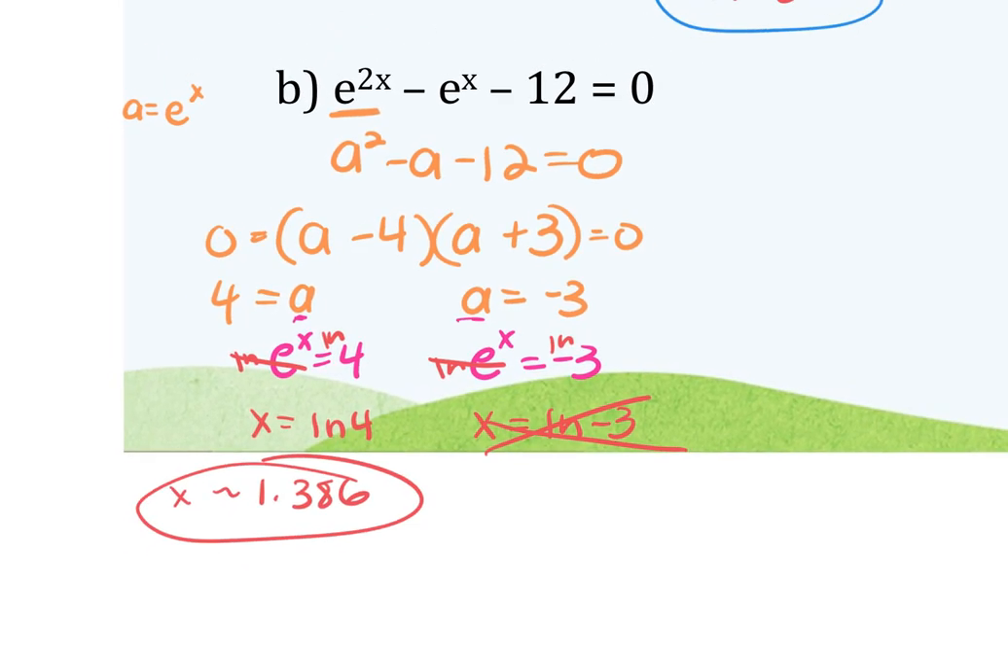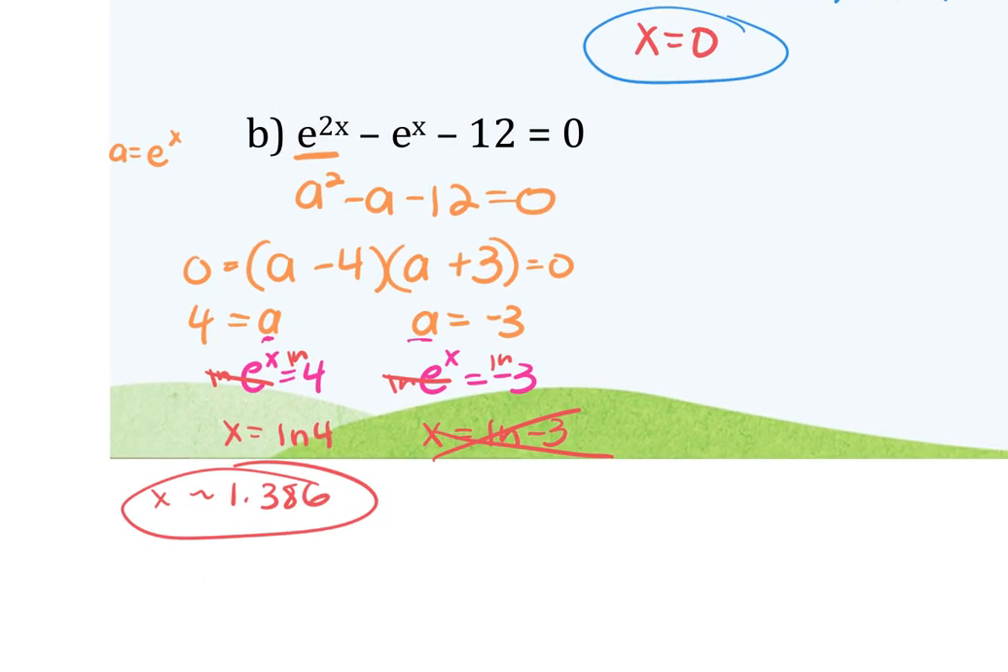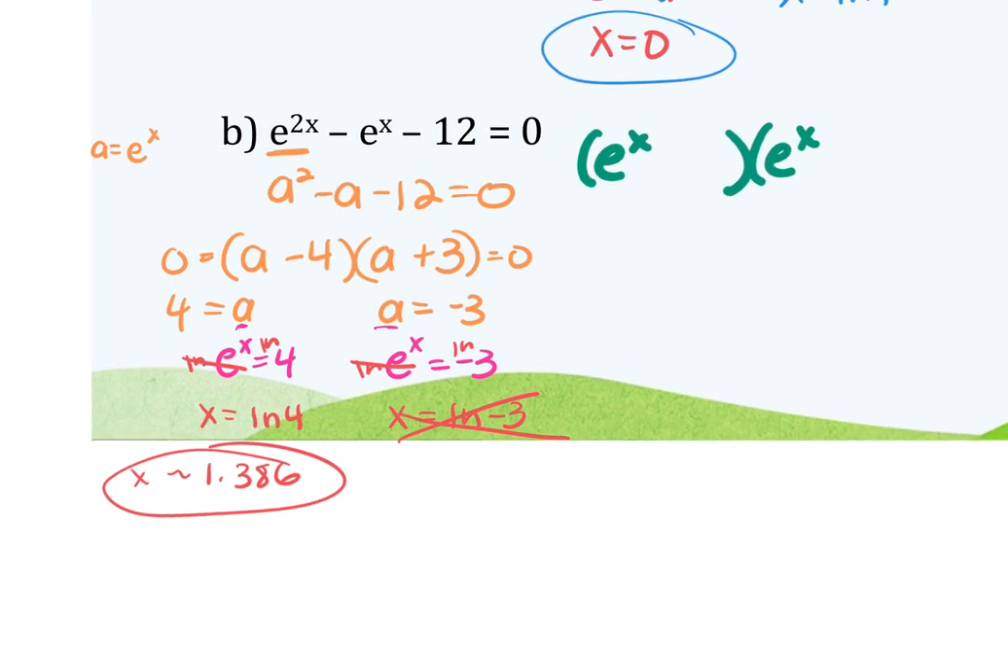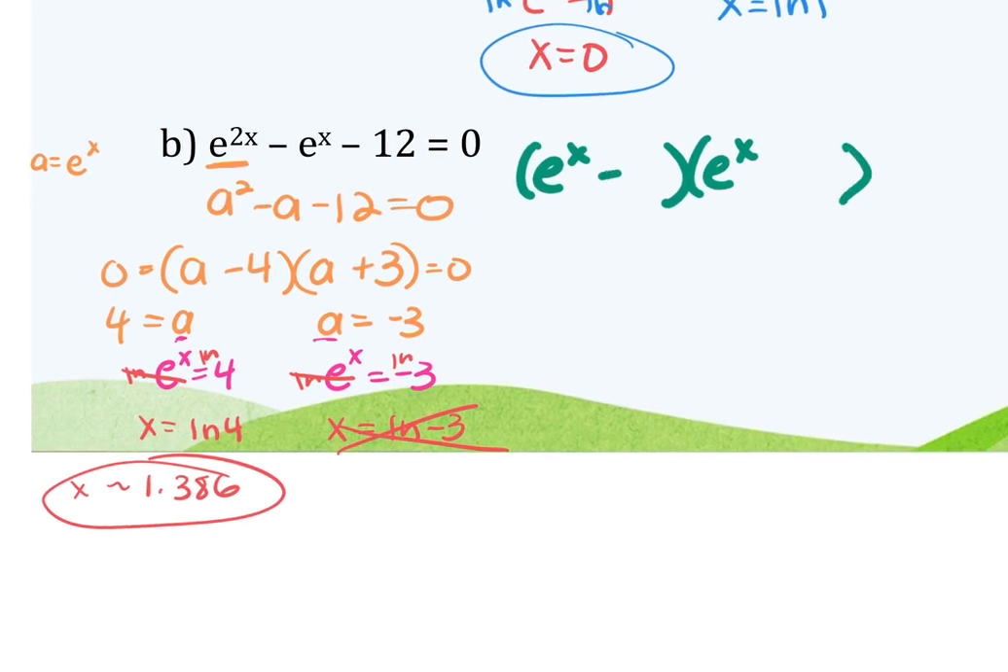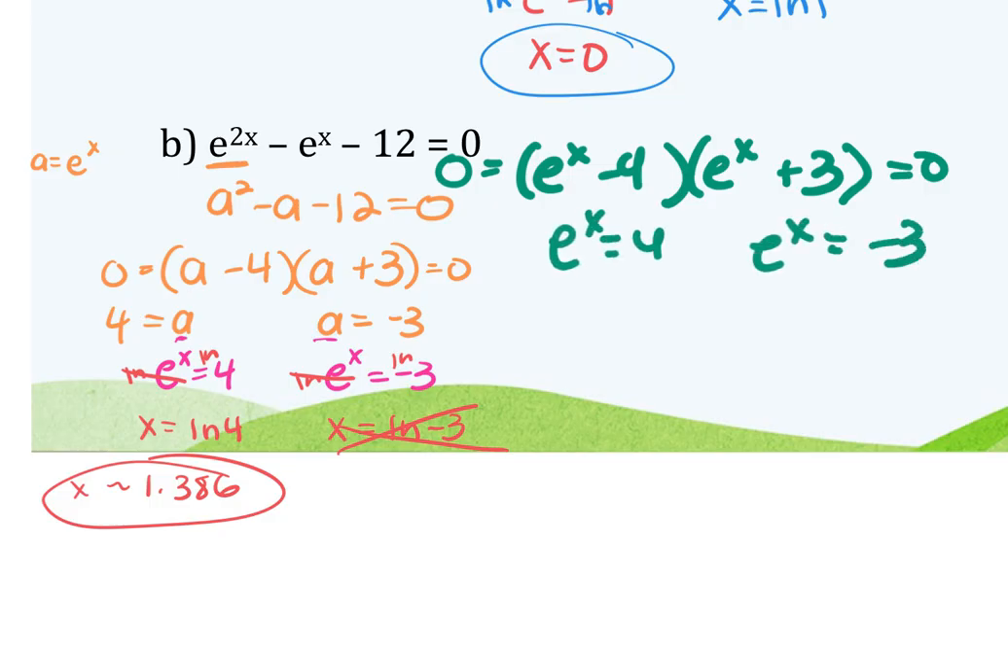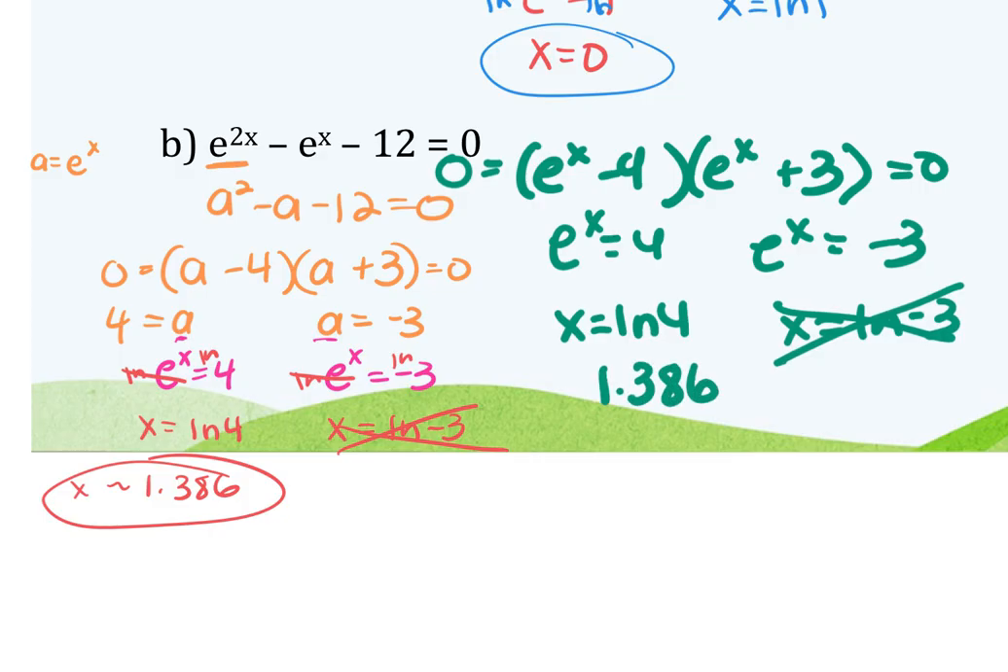All right, so if you saw this again, hopefully you'd recognize the type of question it is. And instead of having to plug a in, you can also just factor it as though it's e to the x in the first spot. And then I'm still looking for the factors of negative 12 that sum to negative 1. And then I can split and solve, and I'd get e to the x equals 4, e to the x equals negative 3, ln both sides, and I get x equals ln of 4, and x equals ln negative 3. I'd rule the right side out, and the left side would give me 1.386.